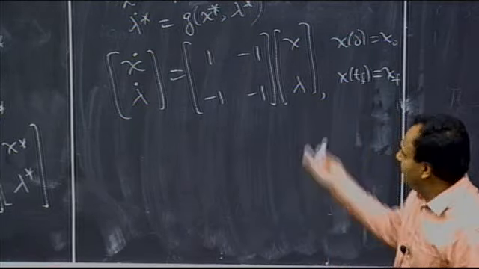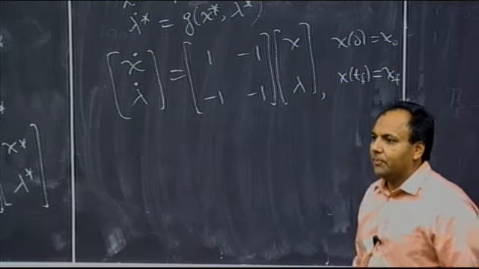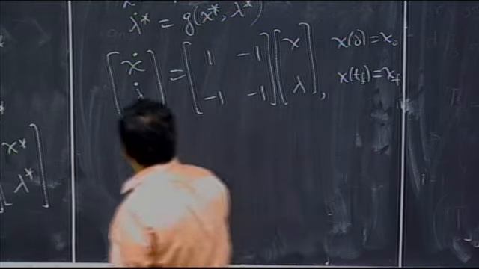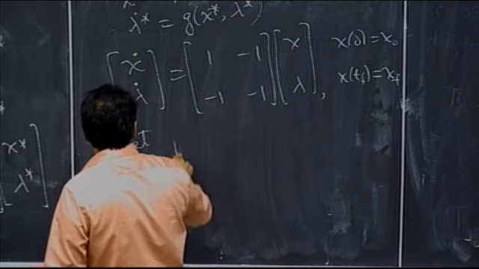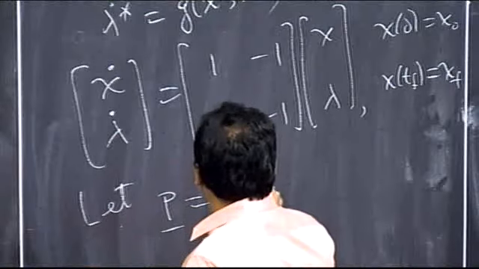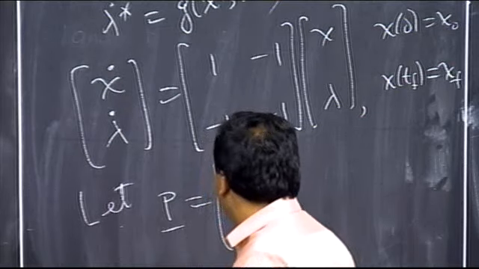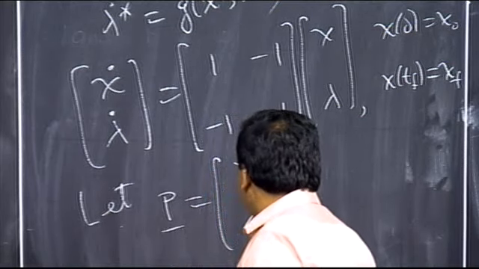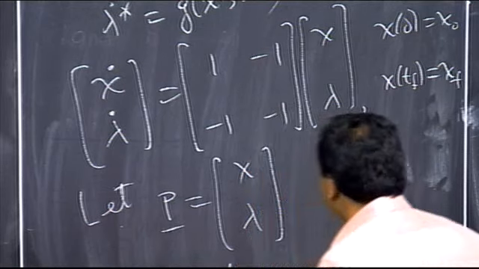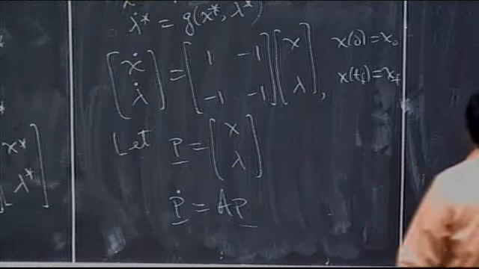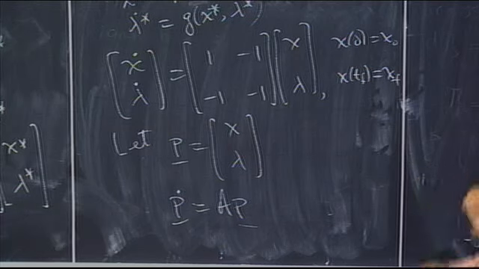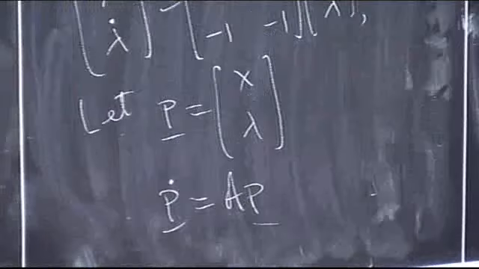All right? So what's the solution to this problem? Oh, I'll make it easier for you. Well, I think it's going to be easier. I'm going to say let P equal x lambda. What I've got is P dot equals A times P. What's the solution? Yeah, I knew you were going to do that. I told you not to make it complicated.